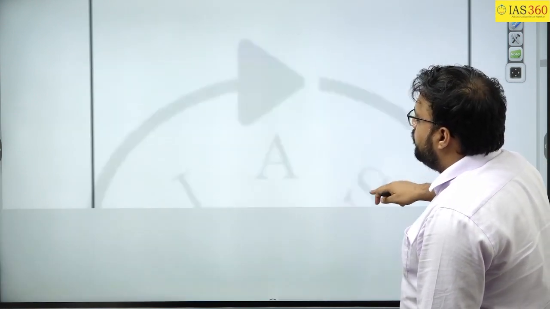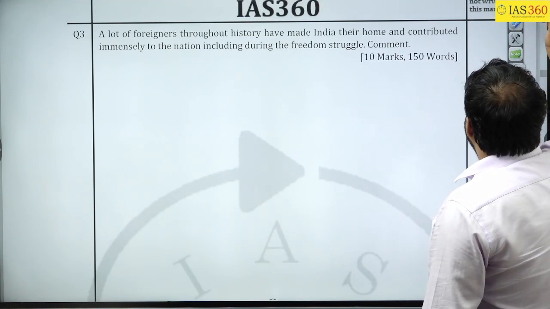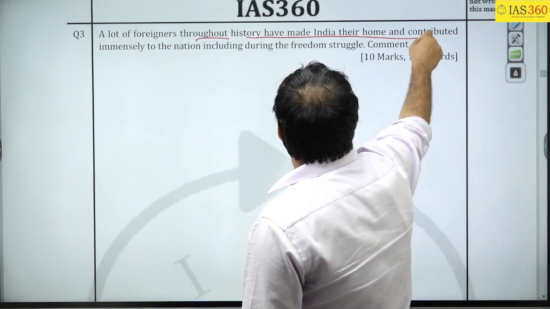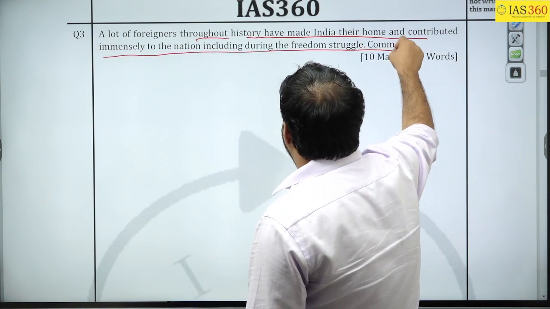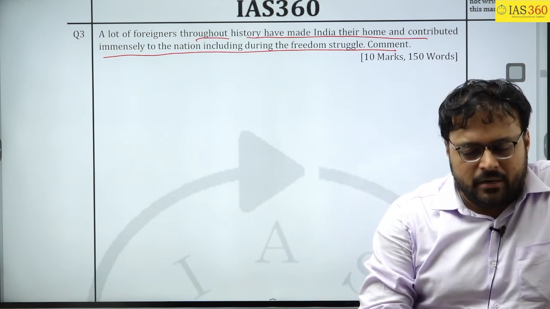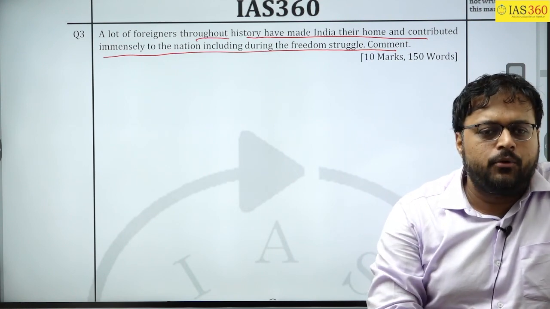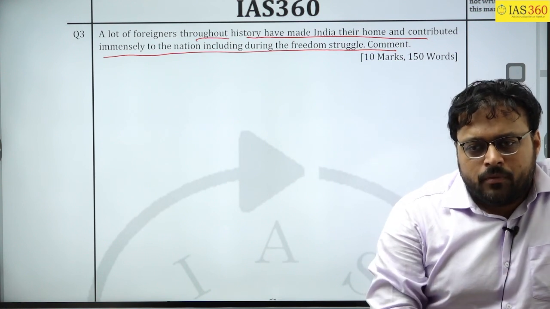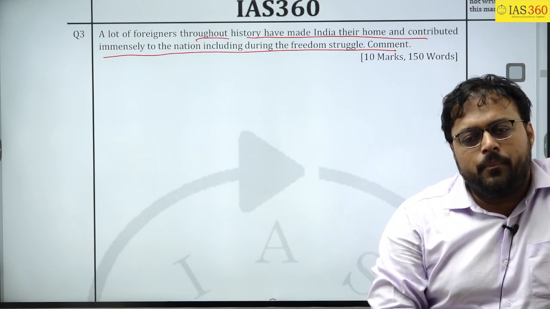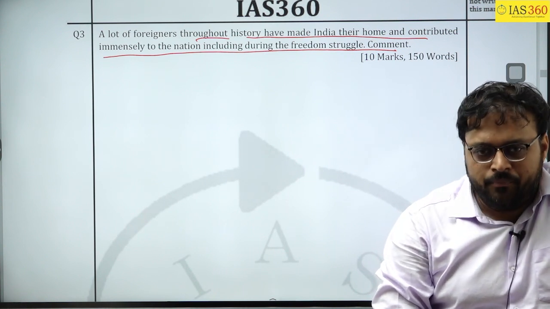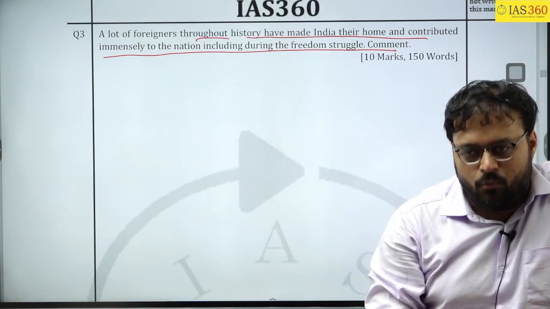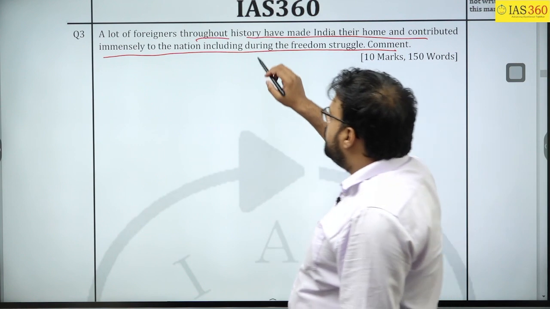Now the third question. Here I will say it is about the lot of foreigners who, throughout history, have made India their home and contributed immensely to the nation, including during the freedom movement. Most of the students have written only about the persons from foreign lands who came to India during the Indian national movement. Now, when the examiner is checking the copies, he will have 2 or 3 copies in sequence. In one or two copies, he will find that the students are writing only about the Indian national movement. In one copy, he will find that the student is talking about every aspect of history. Then obviously, who will get more marks? So, the question is talking about throughout the history.